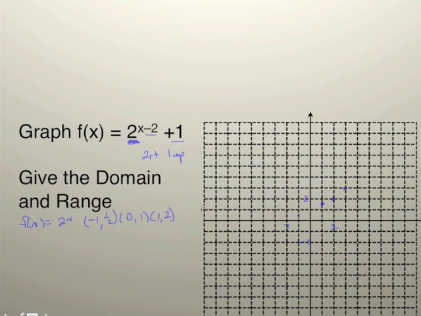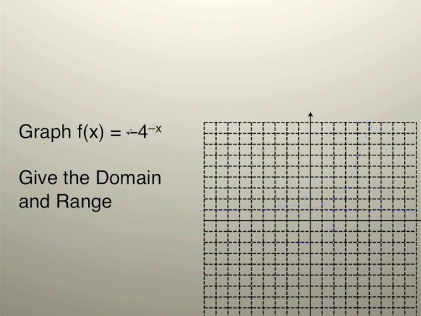Now, this plus 1 actually changed our horizontal asymptote. So instead of it being at y equals 0, or the x-axis, now it's at y equals 1. So this is an exponential function that would be growing like that. And the domain is from -infinity to infinity. And the range this time, instead of starting at 0, starts at 1 to infinity.